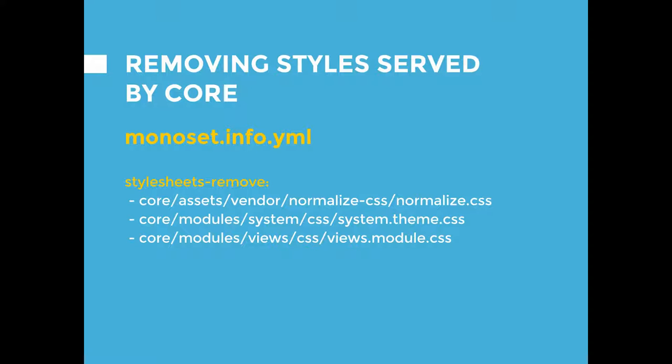The normalize library, I just have my own kind of reset in the partials that I'm using SASS. So just remove that, and you can remove anything that is served by core that's in your info file. So again, it's monoset.info.yaml, which is the name of my theme.